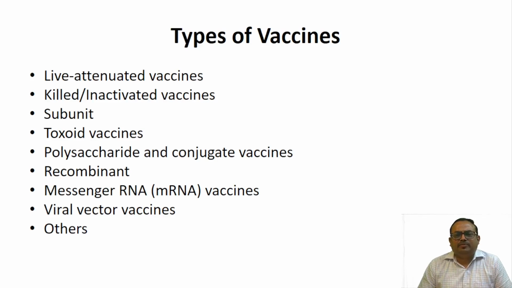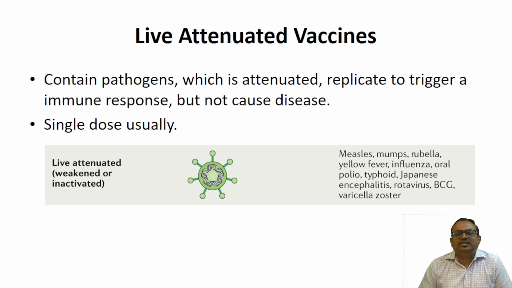Now let's see the types of vaccine. Classically, the vaccine types were either live or killed, on the basis of how they were produced. But with the introduction of various other platforms, other types of vaccines are also given names, like subunit vaccines, toxoid vaccines, polysaccharide and conjugated vaccines, recombinant vaccines, messenger RNA vaccines, viral vectored vaccines and other miscellaneous types. So let's see each one by one.